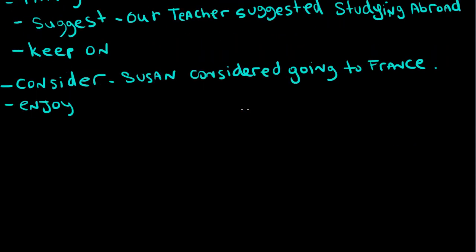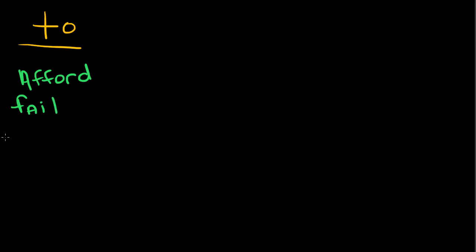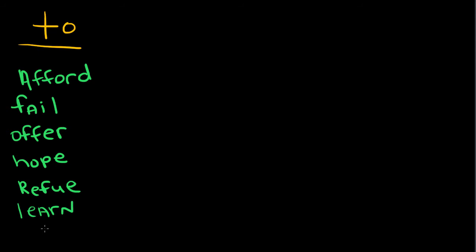What about examples with to? Verbs that are followed by to. Let's look at some examples. For example, verbs usually followed by to are afford, fail, offer, hope, and refuse. And also learn and manage.